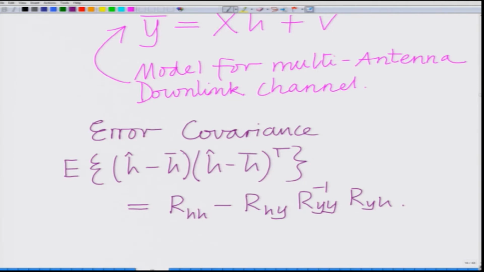Of course, previously we had looked only at a scalar parameter. For a scalar parameter, this will simply be the error variance. Now we are looking at a vector parameter, so we have to consider the covariance matrix of the estimation error, that is the expected value of h hat minus h bar times h hat minus h bar transpose.